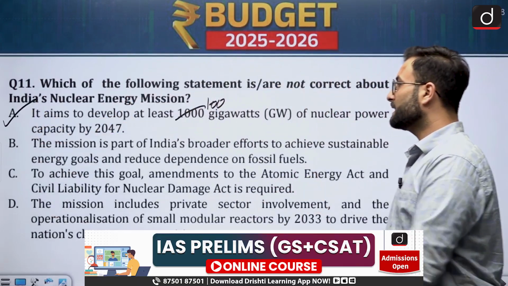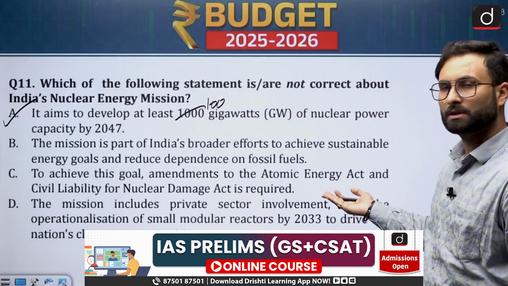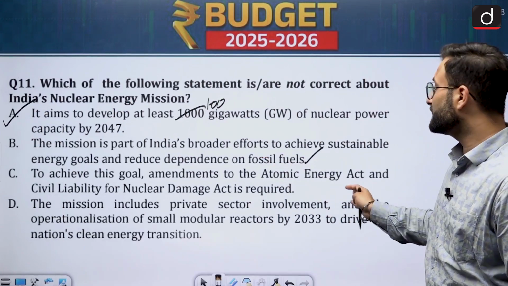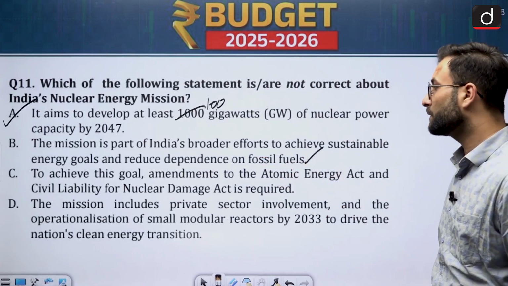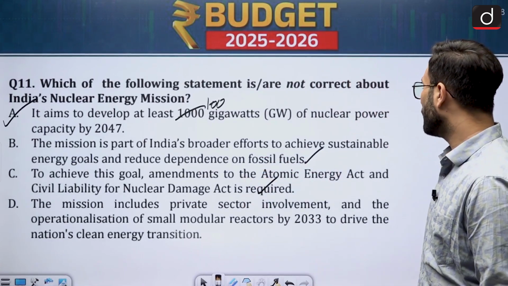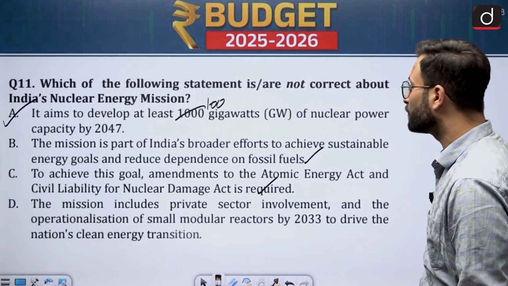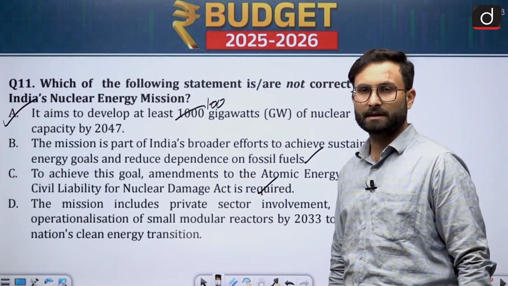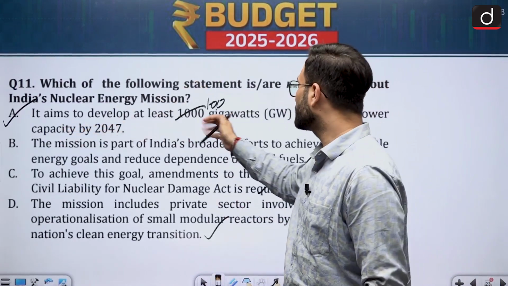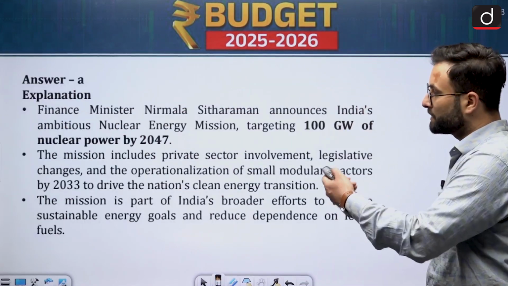The mission is part of India's broader efforts to achieve sustainable energy goals and reduce dependence on fossil fuel. This is correct. To achieve this goal, amendments to the Atomic Energy Act and the Civil Liability for Nuclear Damage Act are required. This is also true. The mission includes private sector involvement and the operationalization of small modular reactors by 2033 to drive the nation's clean energy transition. No, this is also true. So option A is your right answer, because they are talking about 1,000 gigawatts. It is actually 100 gigawatts. Okay. Coming to the next one, this you can read.